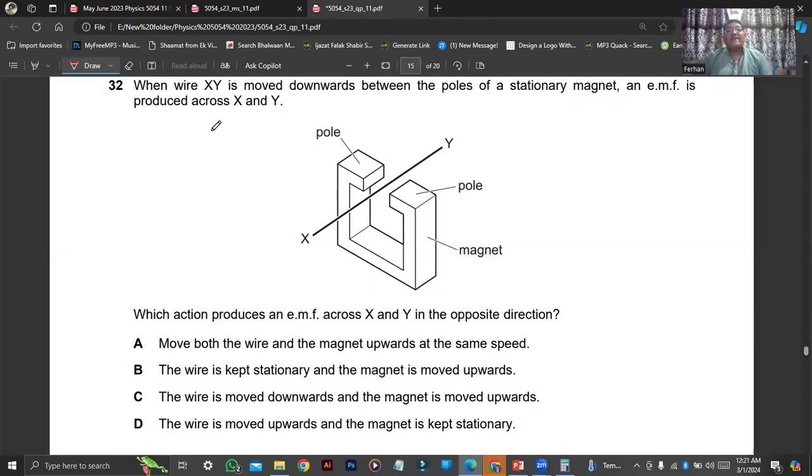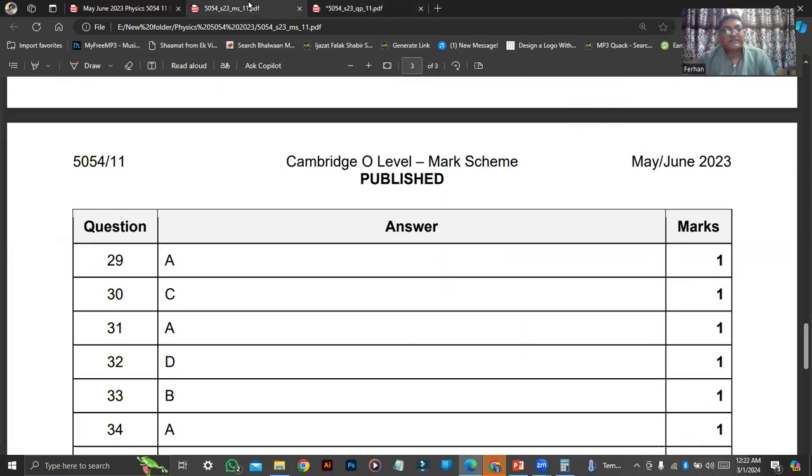Move both the wire and the magnet upward at the same speed? No. If you move them both at the same speed, there will be no current produced. The wire is kept stationary and the magnet is moved upward. This is exactly the same as moving the wire downward, so it will produce the EMF in the same direction. The wire is moved downwards and the magnet is moved upwards, and that will do no good. The wire is moved upwards and the magnet is kept stationary. This is the best method to produce EMF in the opposite direction. 32D is the choice.